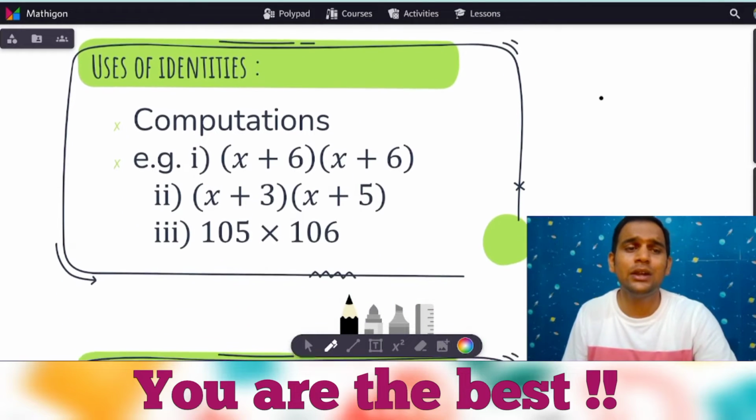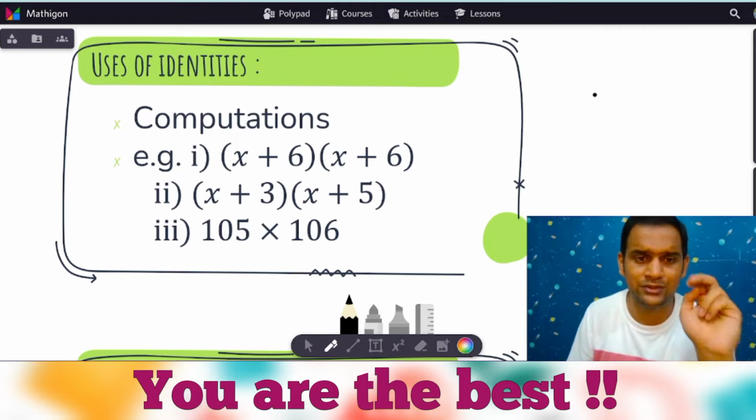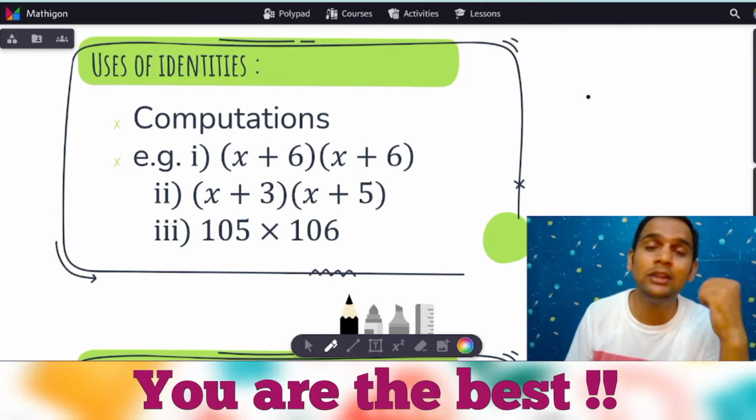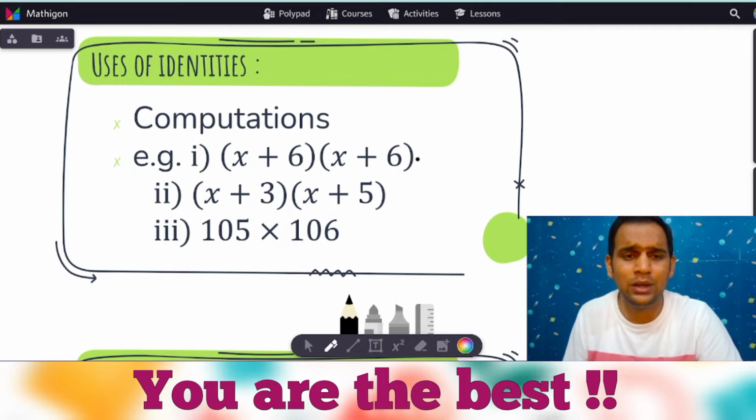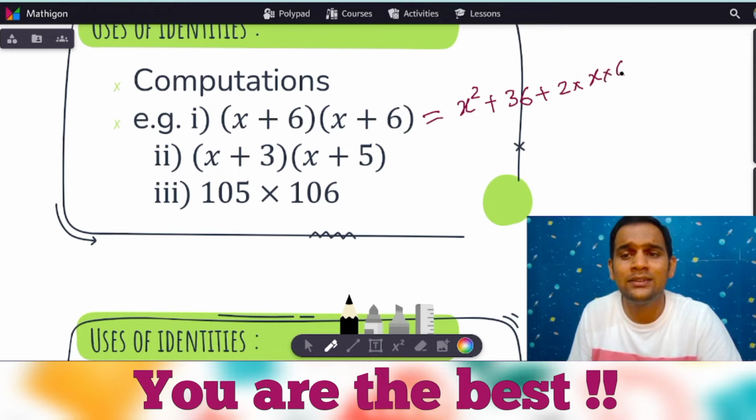Yes, let's try to understand what the uses of identities are. There are basically two types of uses. One is computation, the other one is factorization. So computation, very quickly: x plus 6 multiplied by x plus 6. We will just apply the identity x plus 6 the whole square. So x square plus 6 square is 36 plus 2xy, which is 6. So you will get the answer as x square plus 36 plus 6 times 2 is 12x. I hope that makes sense.